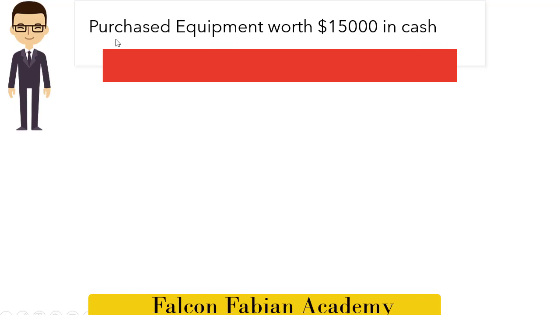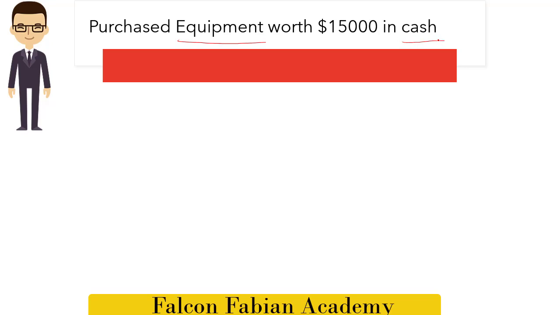So let's move on to the next transaction. And the transaction is purchased equipment worth 15,000 in cash. Now, equipment is also an asset for the business. It is a resource that is going to be used for the purpose of generating revenue. And here, the business has bought equipment and it has paid by cash. So what are the two accounts involved in this transaction? So the first account is equipment. What did the business buy? It bought equipment. So that is one account. So how did you pay for this equipment? So the second account here is cash.